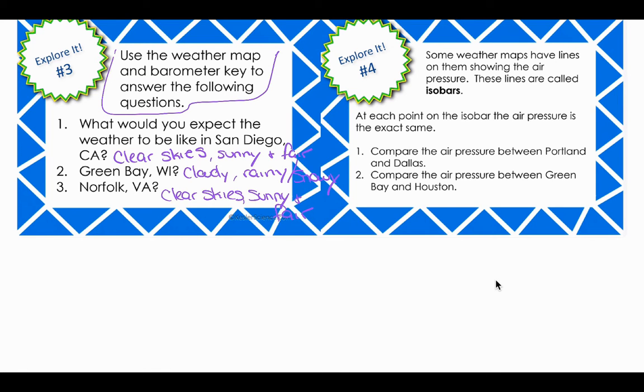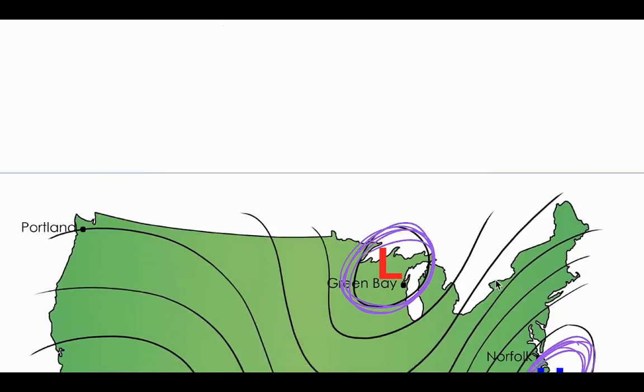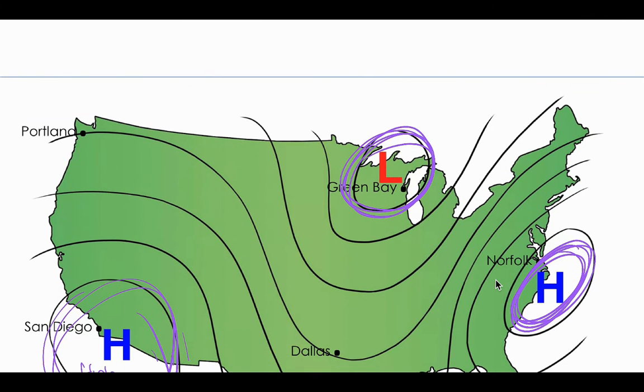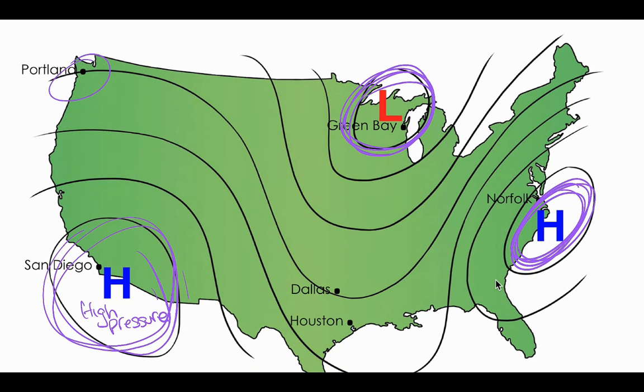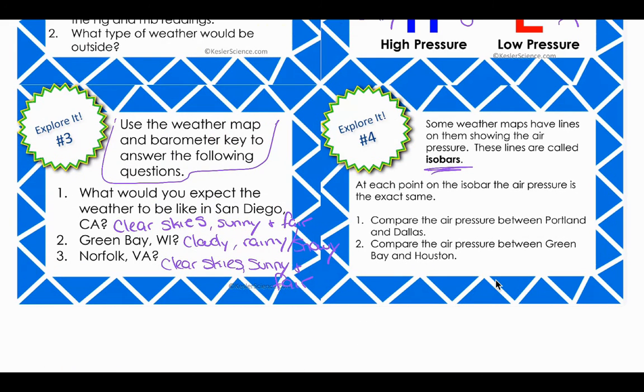Now some weather maps have lines on them showing air pressure, and these lines are called isobars. At each point on the isobar, the air pressure is the exact same. So compare the air pressure between Portland and Dallas. So if I'm looking at Portland and Dallas, they're on the same line. So I know that the air pressure is going to be the same.